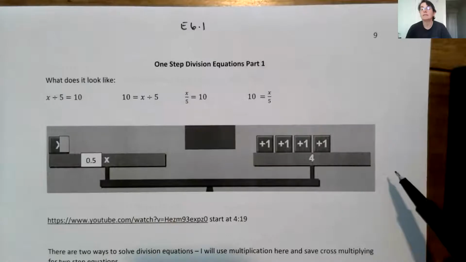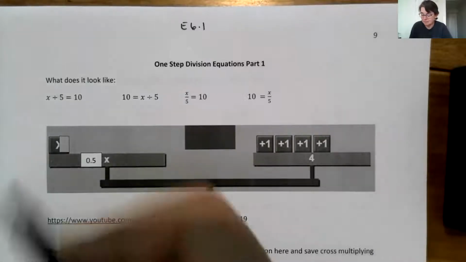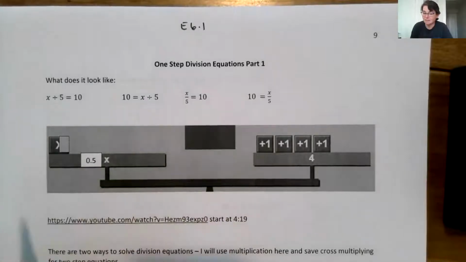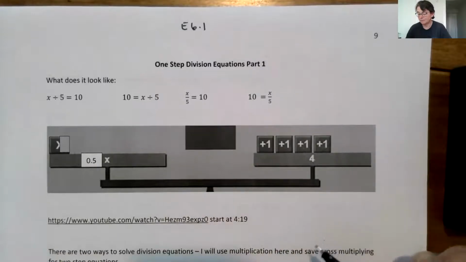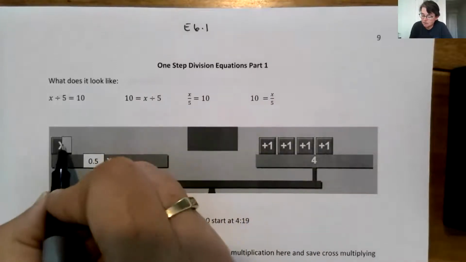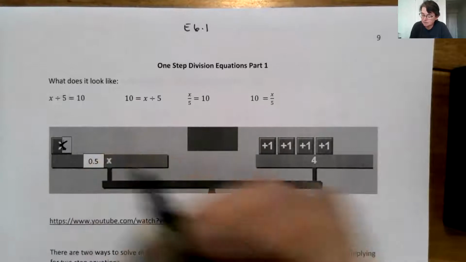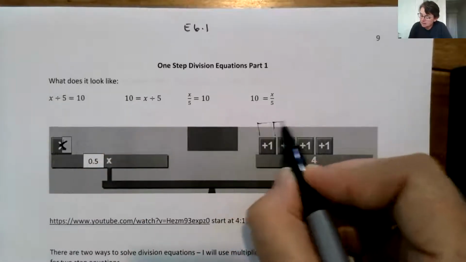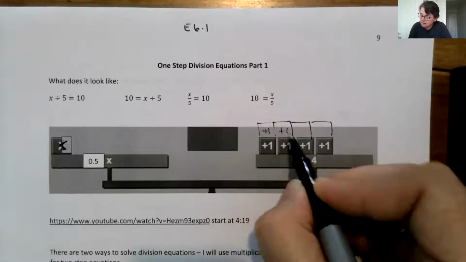I went to my handy dandy balance thing, and it's not set up to do this kind of question, so I tried to make it look right. So here's half an x. That's what this is supposed to be. So 0.5x is equal to 4. And what that means is this is balancing with that. So if I want the other half of my x, I need to add some +1 blocks.